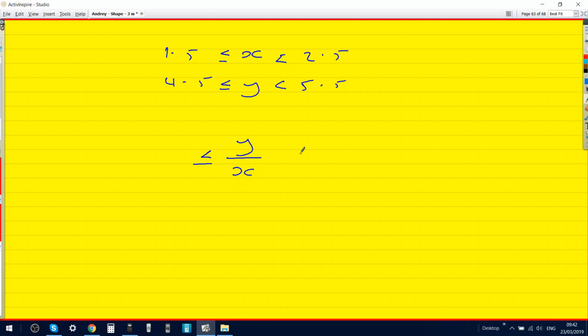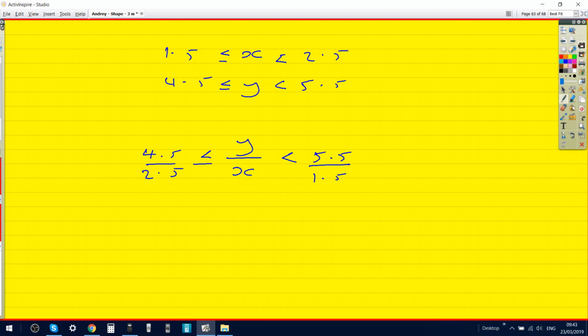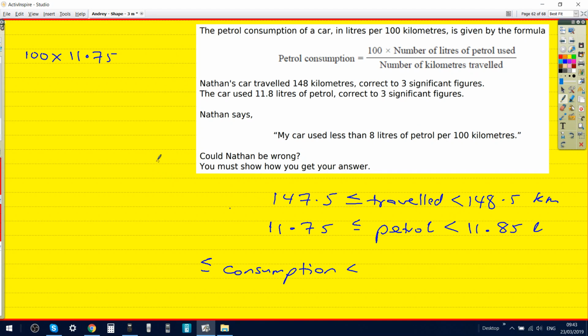So is it 5.5 over 1.5? Yeah. And the lowest number you can make? 4.5 over 2.5. And so that's what you have to do to get the upper and lower bounds when you're dividing. You have to do upper bound divided by lower bound and lower bound divided by upper bound. Not the same for both. Okay.